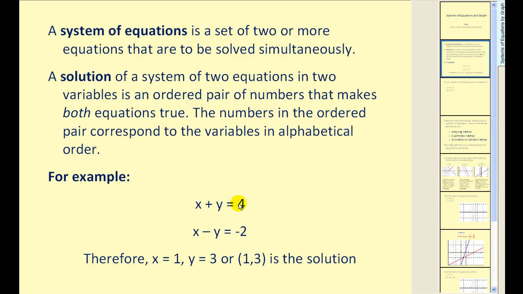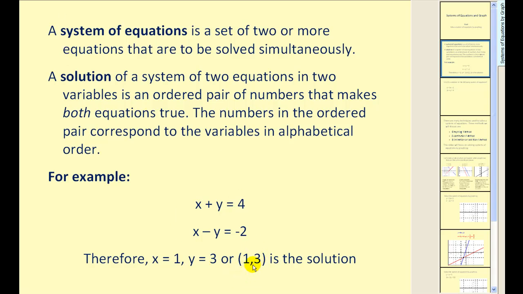So for example, this is a system of equations. We have two equations with two unknowns. We want to find both the x and the y that make both equations true at the same time. For this system, x equals 1 and y equals 3 is the solution, often written as an ordered pair where the x coordinate is first and the y coordinate is second.